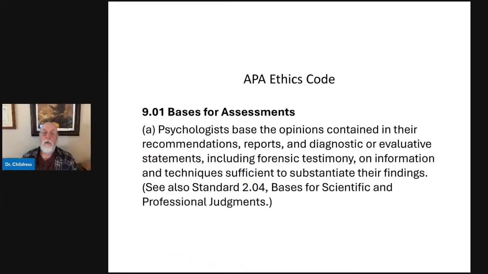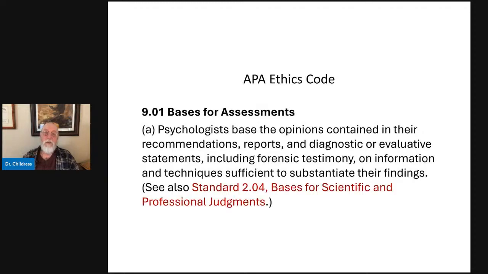So Standard 9.01 of the APA Ethics Code, and a reminder, these are all mandatory, required ethical practices, not optional. So 9.01 says that psychologists base their opinions contained in their recommendations, reports, and diagnostic or evaluative statements, including forensic testimony, on information and techniques sufficient to substantiate their findings.